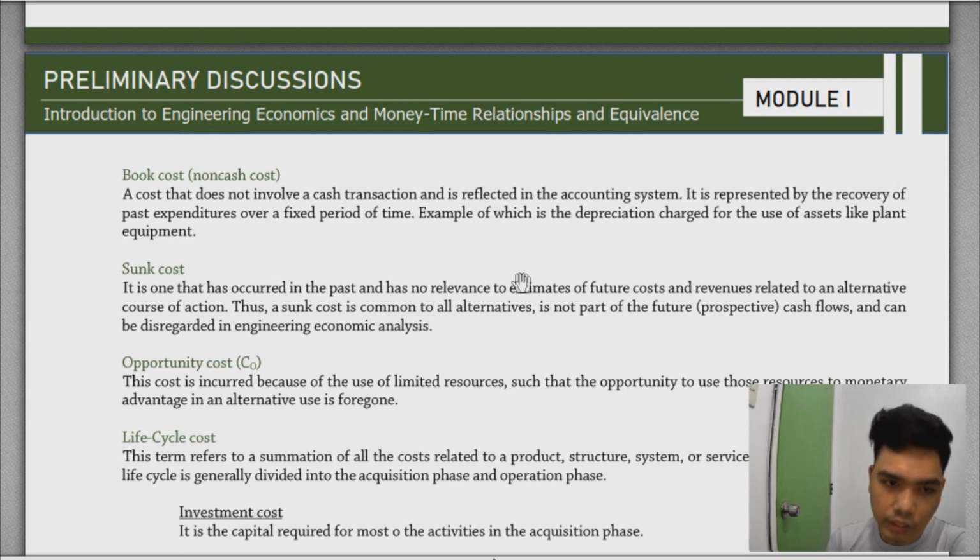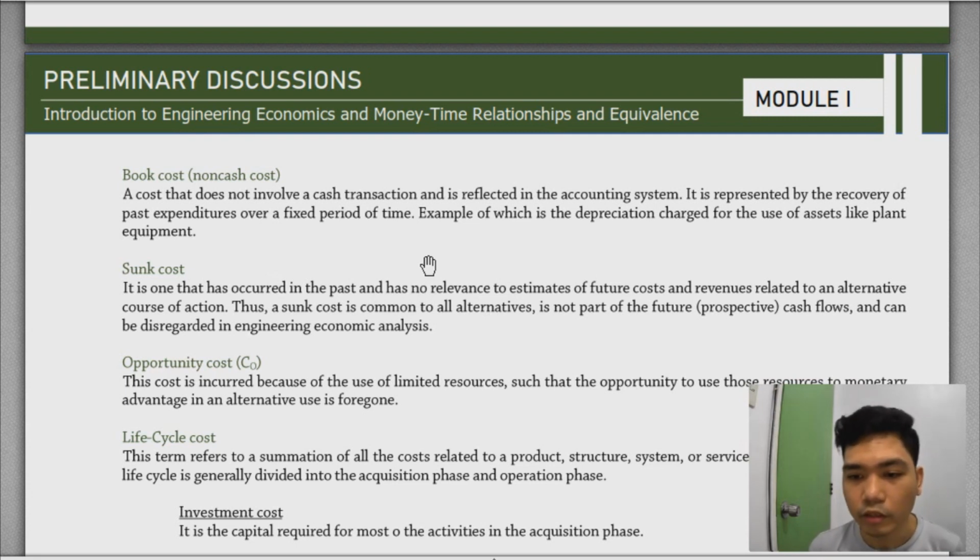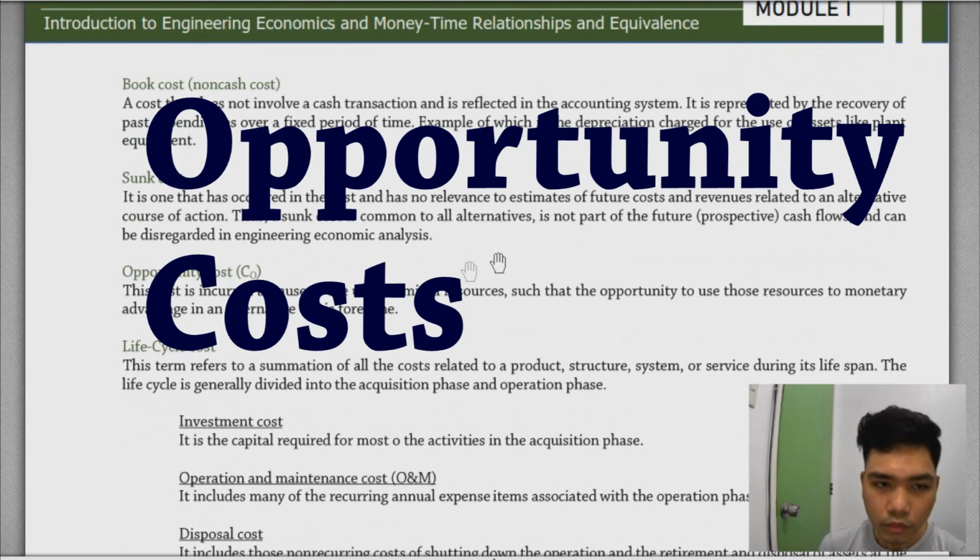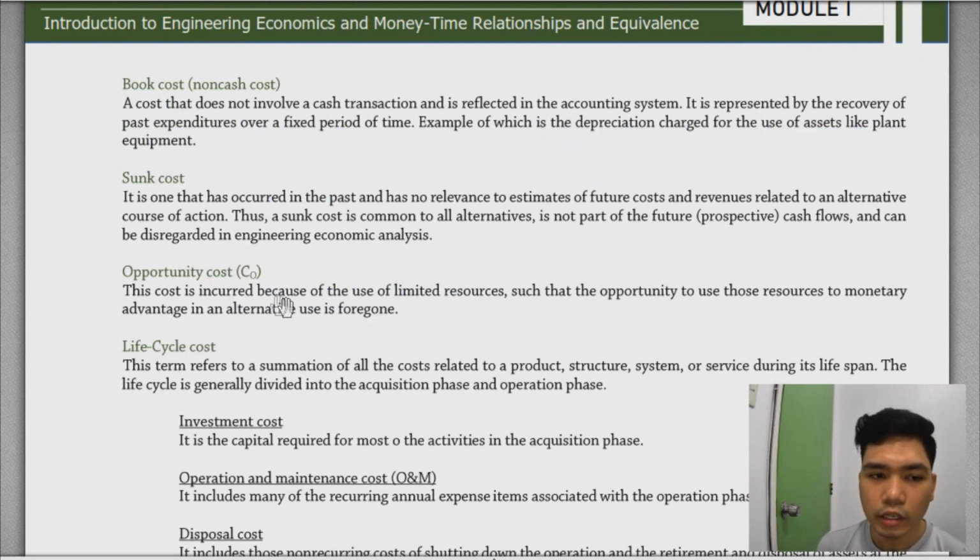So that's how it is, because we usually disregard the sunk cost, but sometimes it plays a vital role in a certain analysis when we will be using a certain method to solve for the book value of a certain equipment. Now, for the opportunity cost, this is the cost incurred because of the use of limited resources, such that the opportunity to use this resource for monetary advantage in an alternative use is foregone.